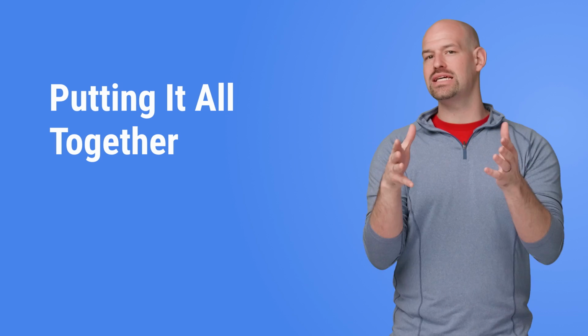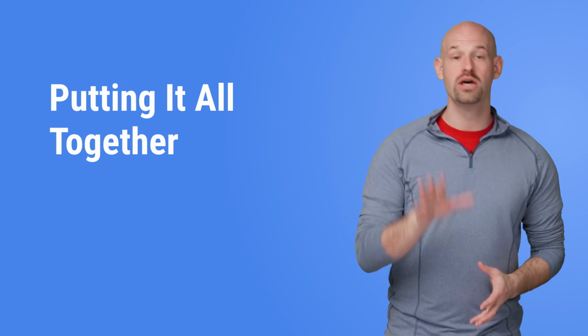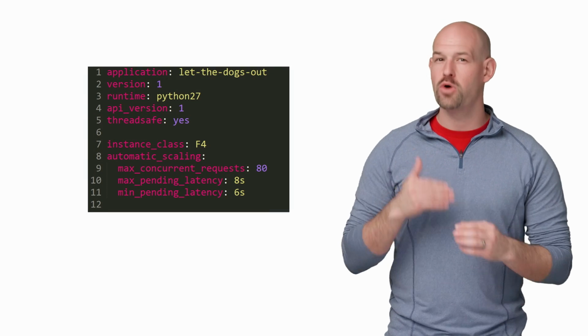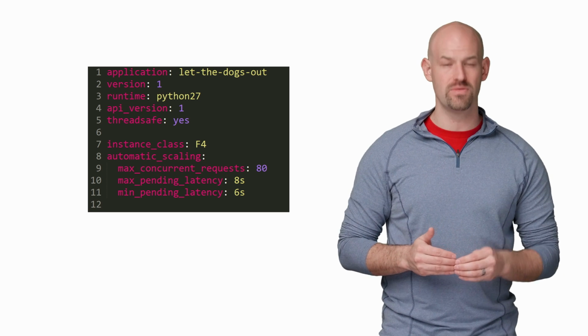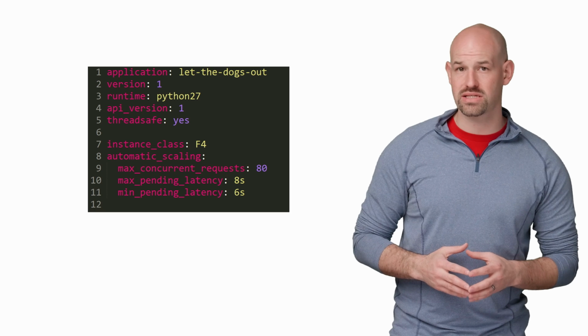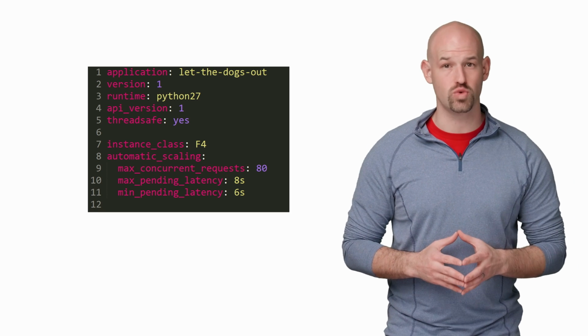Okay. So we've tweaked each setting and we have a clear picture of what it does and how it impacts our instance count. So let's find the sweet spot. This means that for our 4 second block of work, we want the average latency for a response to be as close to 4 seconds as possible. To do this, let's set instance class to F4, max concurrent requests to 80, max pending latency to 8 seconds, and min pending latency to 6 seconds.